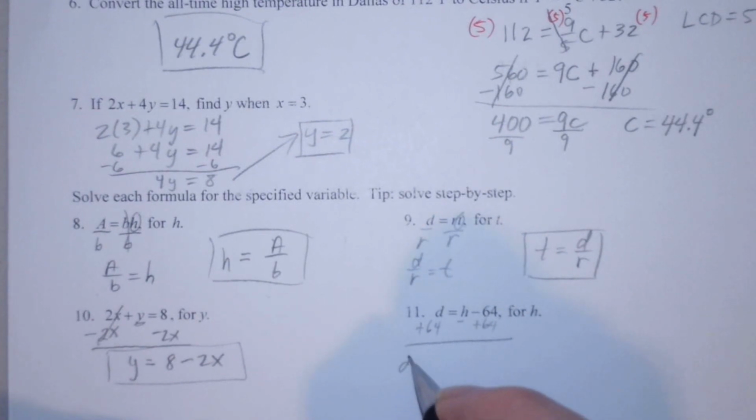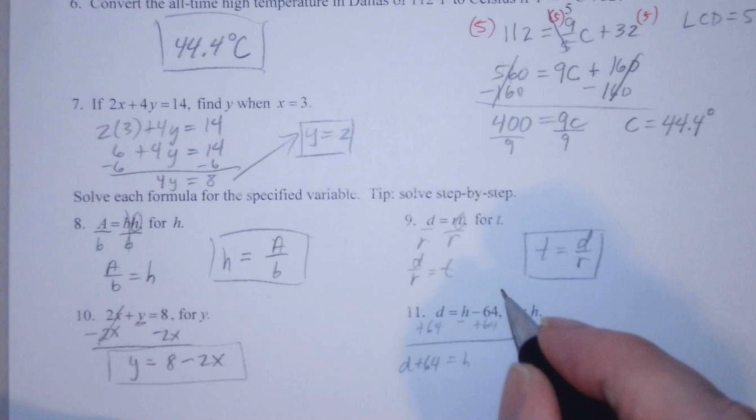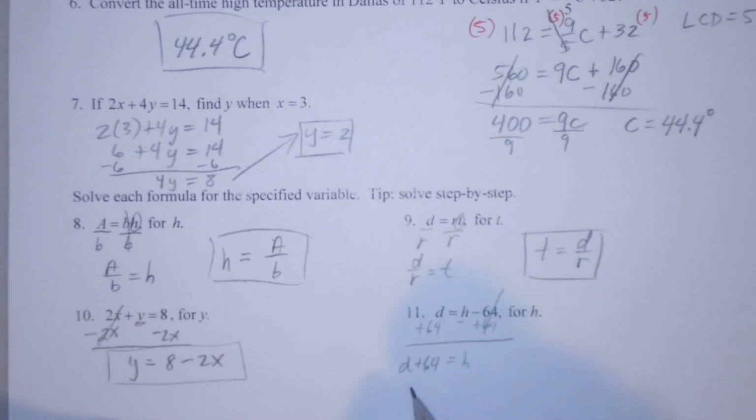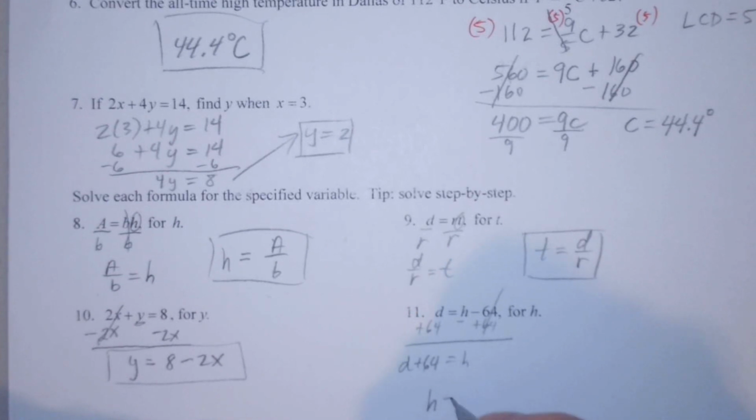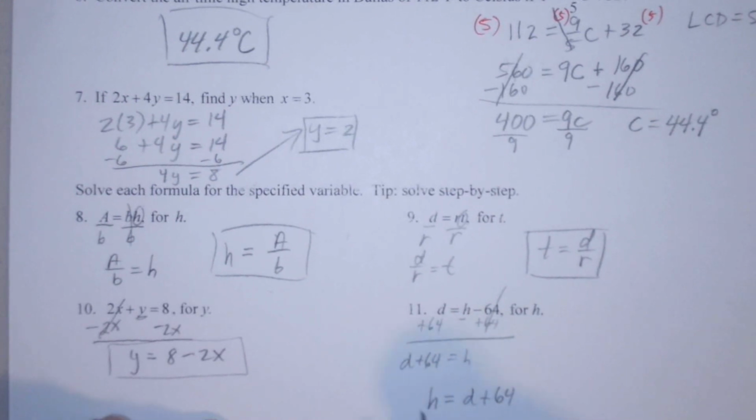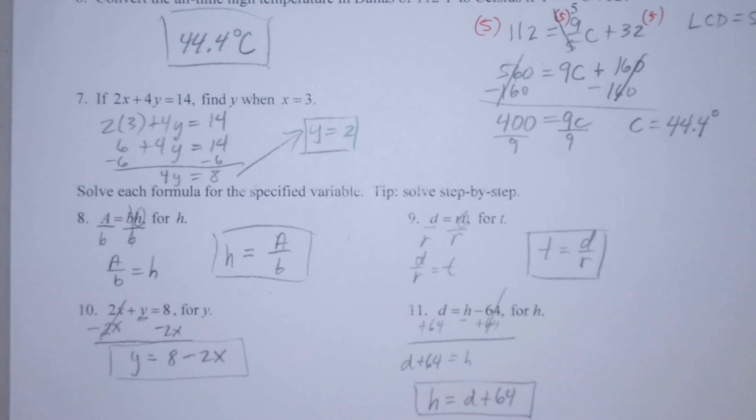So this is d plus 64 is equal to h. These guys add up to 0. Again, there's nothing we can do to add these. Now if you want, you could put the h on the left and put the d plus 64 on the right, but we can't combine these. And so that is our final answer, d plus 64. h equals d plus 64.